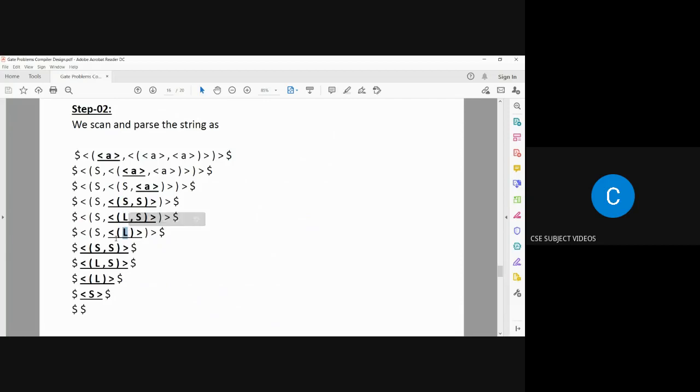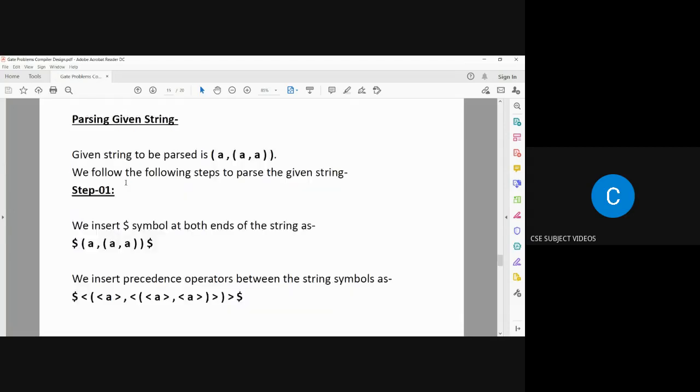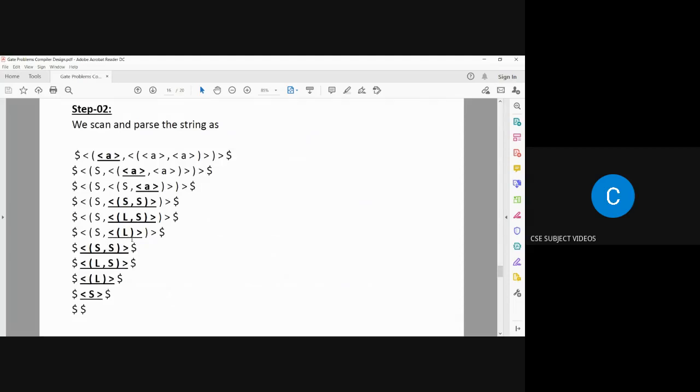Now what we have in the sixth step is open bracket L close bracket. Open bracket L close bracket is reduced by S, according to our first production. Clear?